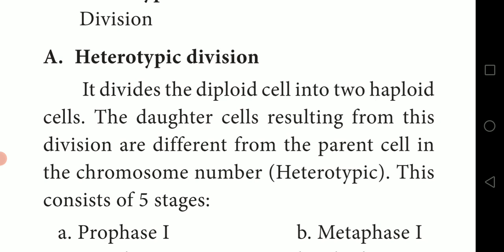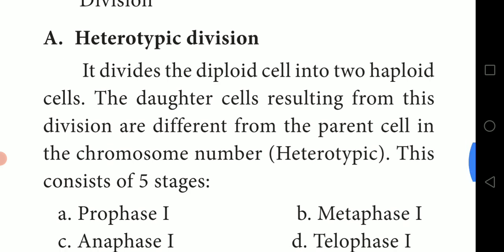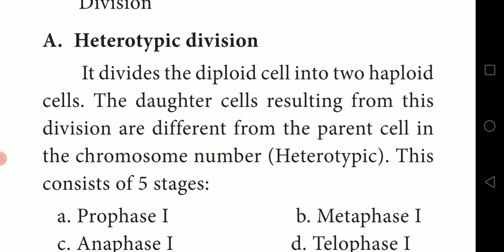Heterotypic division means it divides a diploid cell into 2 haploid cells. So a diploid cell becomes 2 haploid cells. The daughter cells resulting from this division are different from the parent cell in chromosome number. That is because of the heterotypic division.